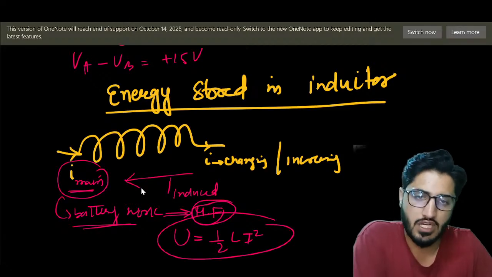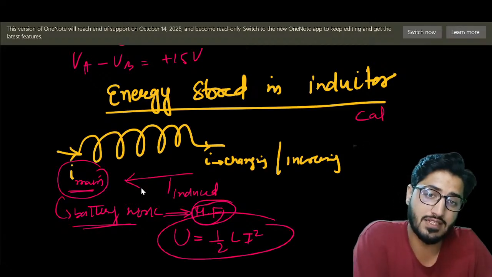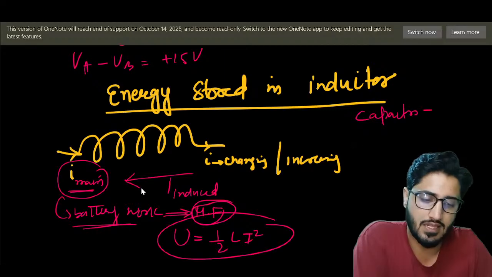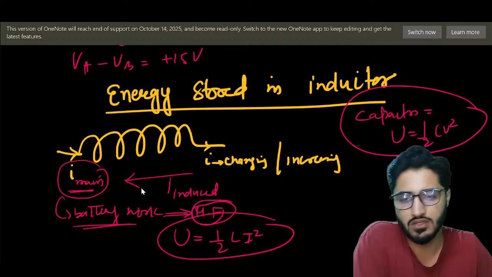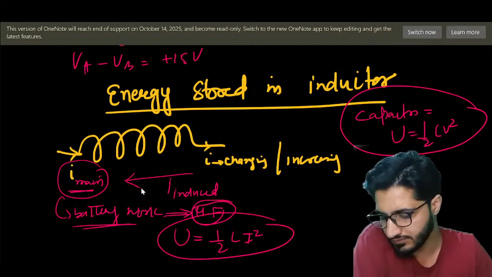How, sir? Because we know that in my capacitor, my energy U equals 1 by 2 CV square. There we derived it, no? So here I cannot derive it, no?